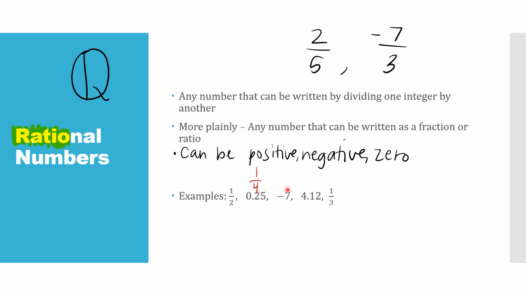Then we've got negative 7. Now, negative 7 might not immediately jump out at you as a rational number, but we can write negative 7 as a fraction. You could write it as negative 7 divided by 1. Anything divided by 1 is just itself. So negative 7 divided by 1 is still negative 7. But here we've got it written as an integer, negative 7, divided by an integer, 1. So it's technically a rational number.